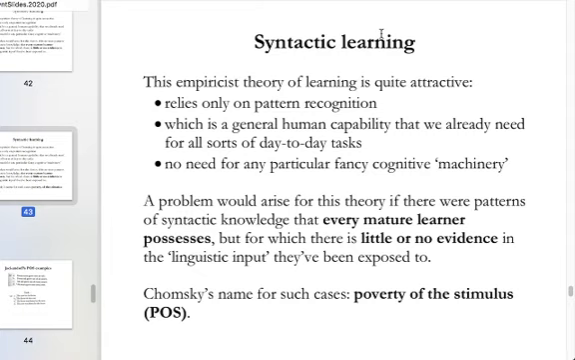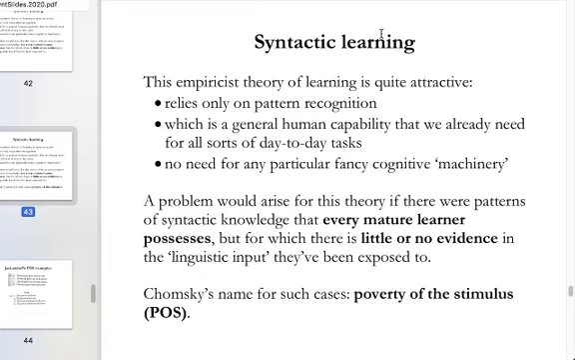But here's a problem. If you could find some bit of grammatical implicit knowledge, some form of grammatical knowledge that every native speaker, every mature knower of a grammar possesses, but for which there is little or no evidence in the linguistic input they've been exposed to, that would be a problem for this theory. So if people end up having generalizations in their grammars that reflect elements of grammar that you couldn't have recovered from just listening to the sequences of words around you, that would be problematic for this empiricist learning theory.